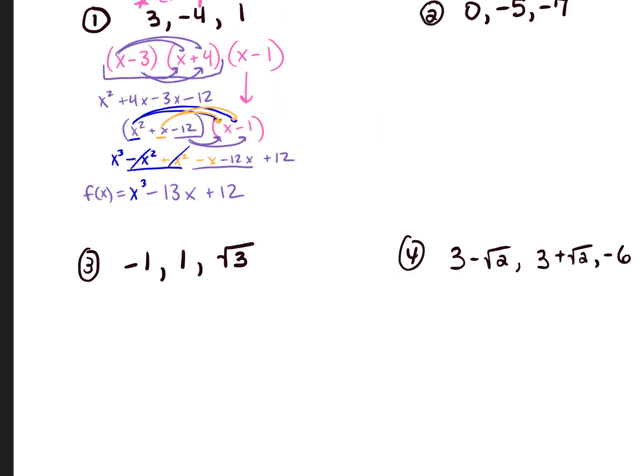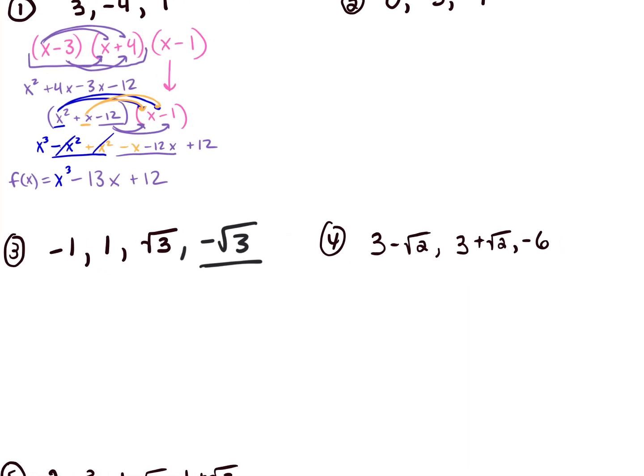For number 3, it's missing a 0 here, a factor. So it should also be negative square root 3. So it's just missing 1. But I want to do number 4 with you guys, just to take a look at it.